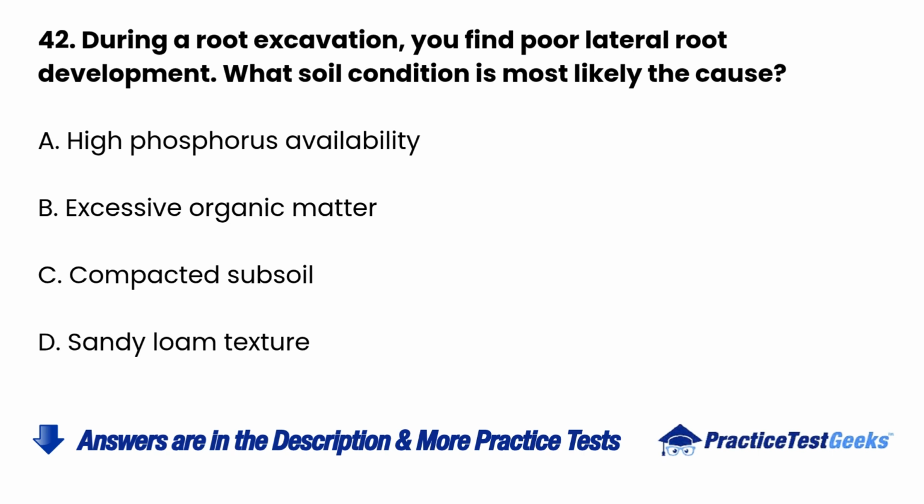42. During a root excavation, you find poor lateral root development. What soil condition is most likely the cause? A. High phosphorus availability. B. Excessive organic matter. C. Compacted subsoil. D. Sandy loam texture.